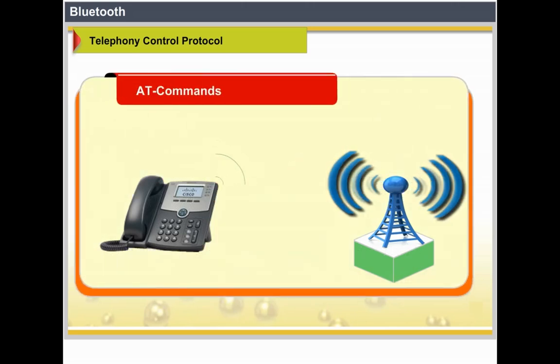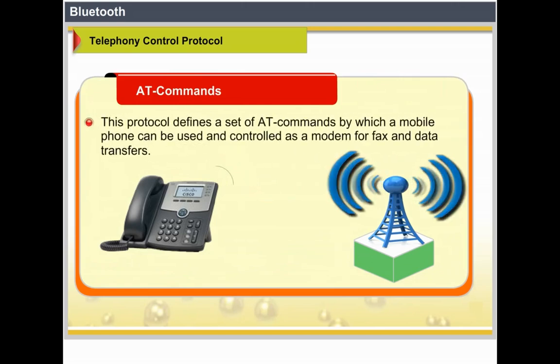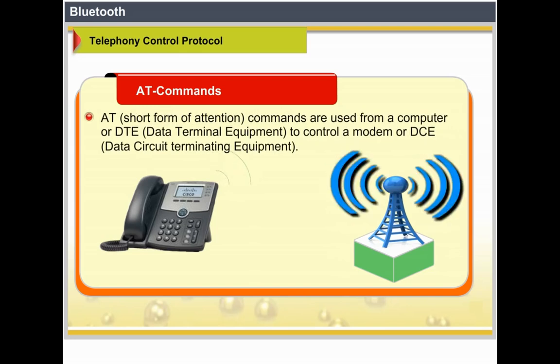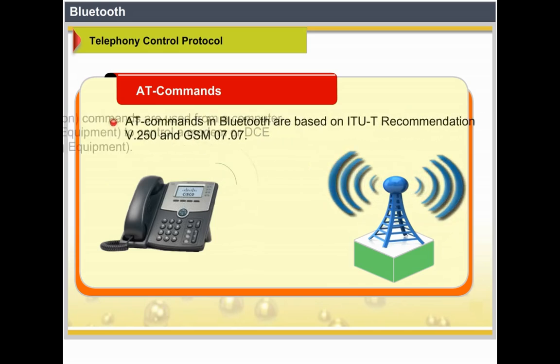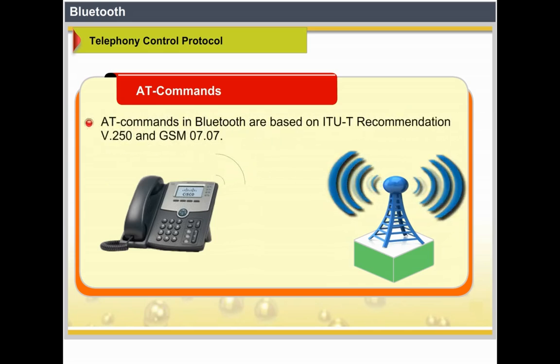AT commands. This protocol defines a set of AT commands by which a mobile phone can be used and controlled as a modem for fax and data transfers. AT, short form of attention. Commands are used from a computer or DTE, data terminal equipment, to control a modem or DCE, data circuit terminating equipment. AT commands in Bluetooth are based on ITU-T recommendation V.250 and GSM 07.07.